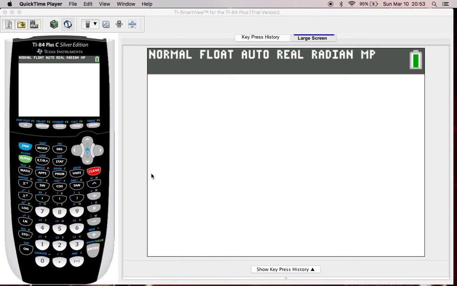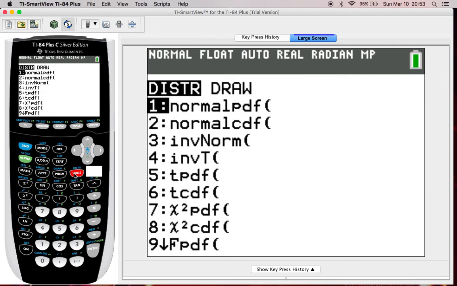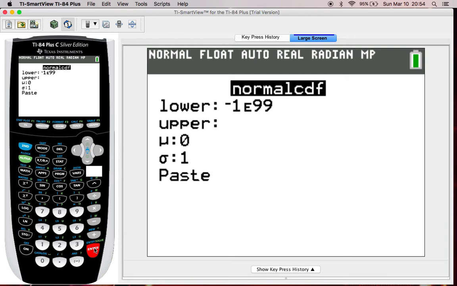So the first problem, we wanted to find the probability of having an IQ below 120. We found our z-score was 1.3333 using the z-score equation. So now I'm going to show you how to use normal CDF to calculate that probability. We want to get into our list of distributions. So if you recall from the binomial, we're going to hit second vars, and that's going to bring me into the list of all of my distributions. For this one, we want number 2, normal CDF. I'm going to hit enter.